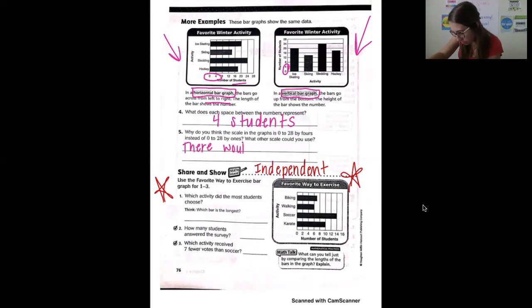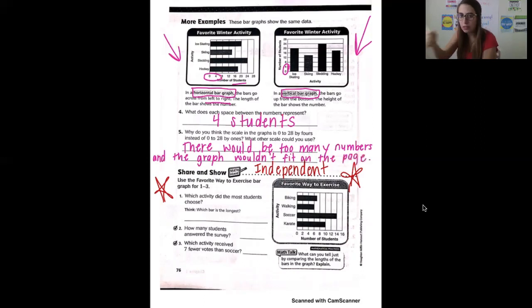There would be too many numbers in the graph, wouldn't fit on the page. So I just answered the first part of that question. There would be too many numbers and the graph wouldn't fit on the page.